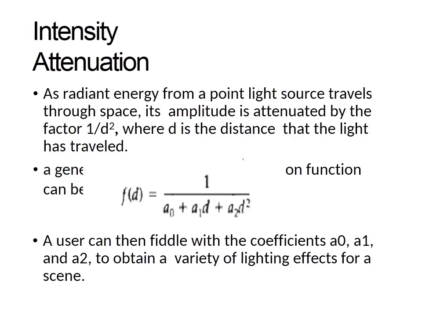Intensity attenuation we can understand as follows: as radiant energy from a point light source travels through space, its amplitude is attenuated by the factor 1 upon d square, where d is the distance the light has traveled. A general function can be represented as f(d) = 1 upon a0 + a1 d + a2 d square.